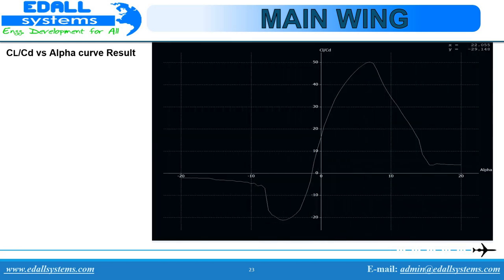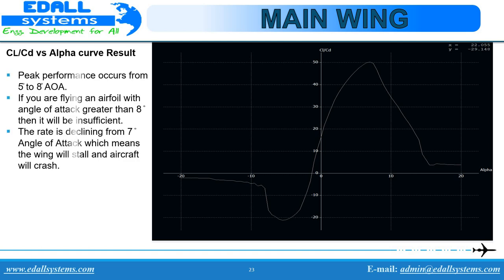So the CL/CD versus alpha curve that we have got is shown in the graph here. The peak performance occurs from 5 degrees to 8 degrees angle of attack. So if we are flying an aircraft with an angle of attack greater than 8 degrees, then it will be inefficient. The ratio is declining from 7 degrees angle of attack, which means the wing will stall and the aircraft will eventually crash.